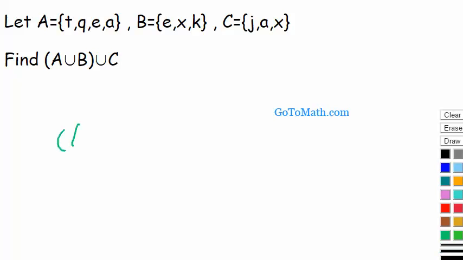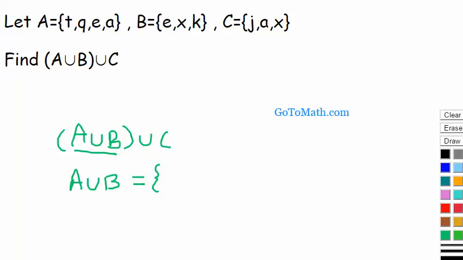We have A union B union C. And what we're going to do first is what's in parentheses first, and then we'll take the union with the rest of it. Okay? So A union B. So this means, remember, we just join what's in both A and B, join them together. Okay? But we don't repeat elements.